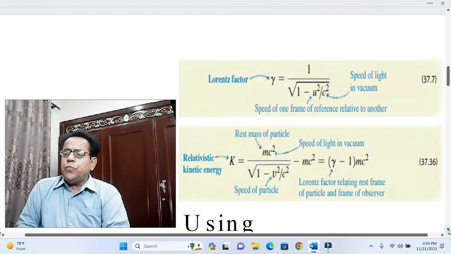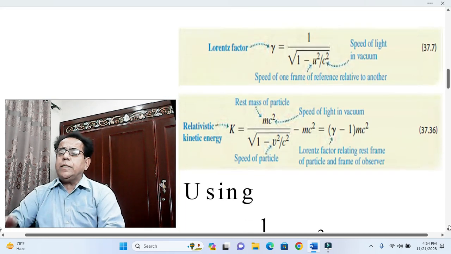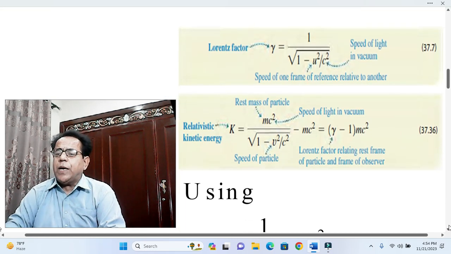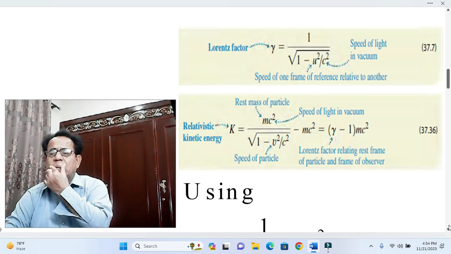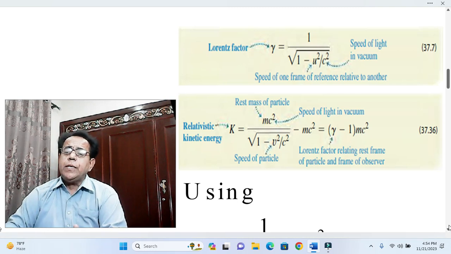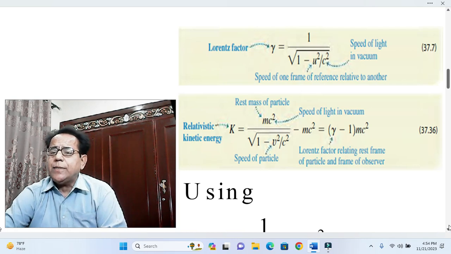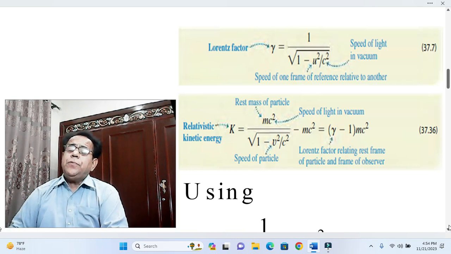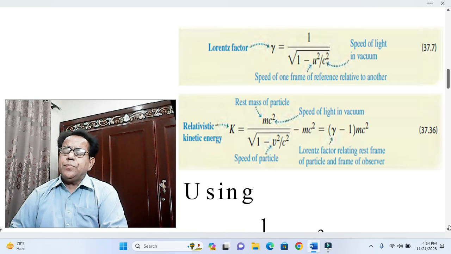Next snapshot is about Lorentz factor gamma. Gamma is equal to 1 over the square root of 1 minus u square over c square, where u is the speed of one frame of reference relative to another, and c is the speed of light in vacuum. Gamma is called the Lorentz factor, and it plays a very basic role in relativity.